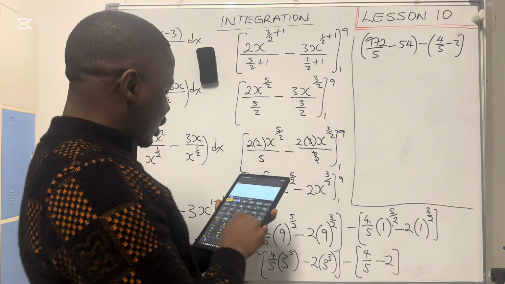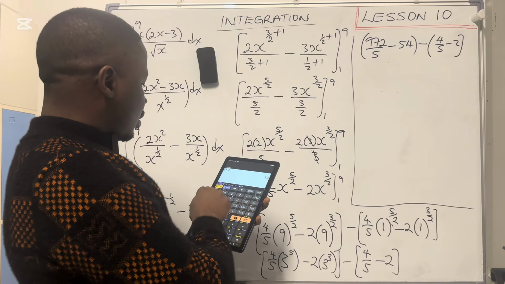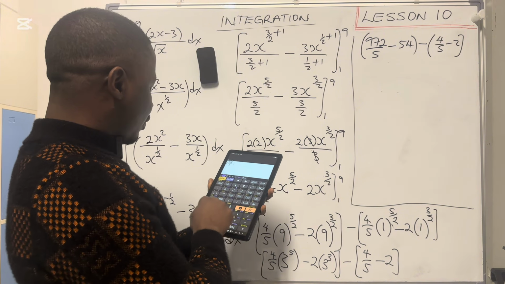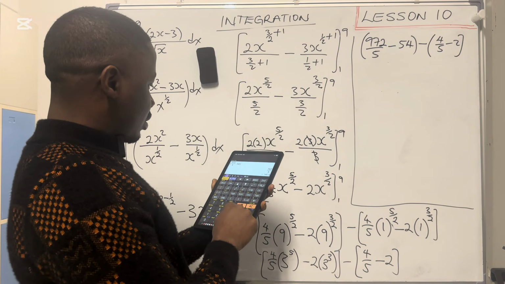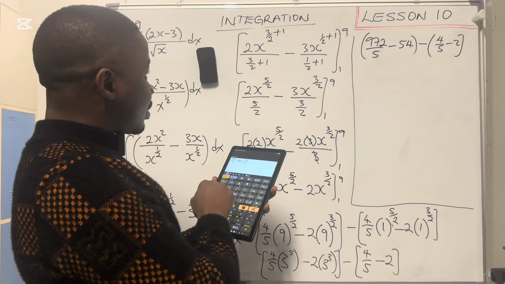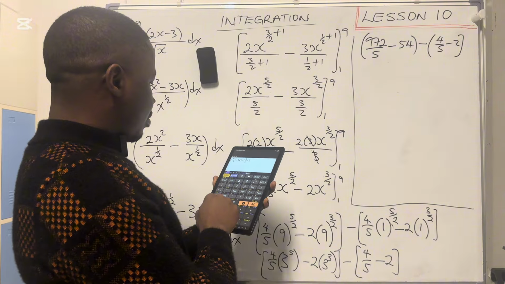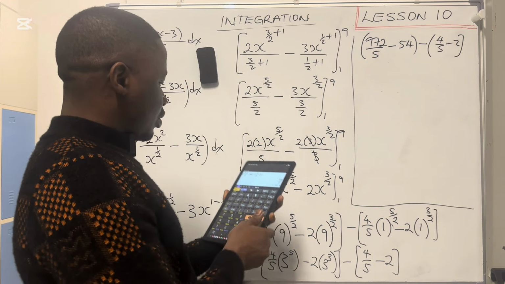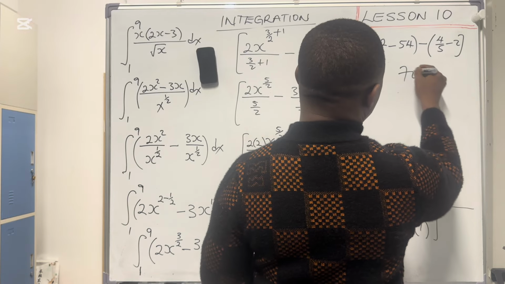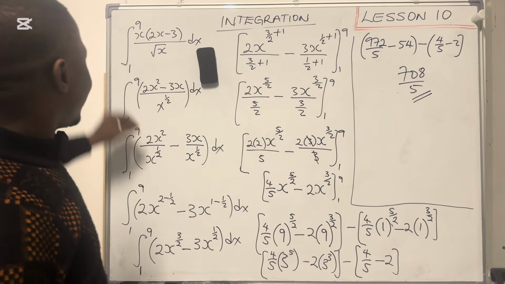So the first one says 972 over 5, then minus 54, which is minus 4 over 5 minus 2. So we have 708 over 5. So this is what we have for this result.